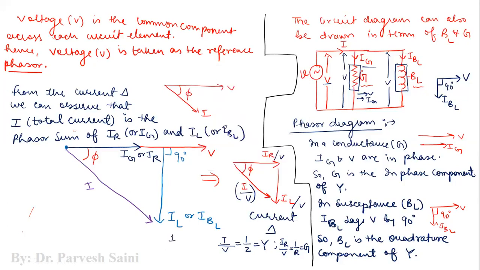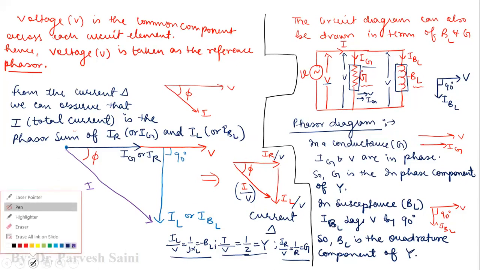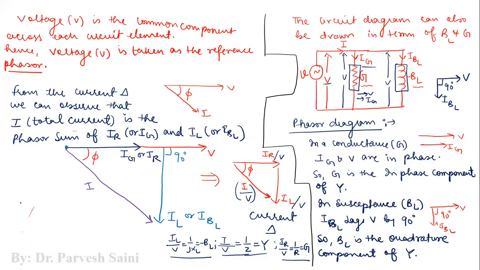So this is IL by V, which is 1 by JXL, so it is minus BL. So we have this part and this part. If we divide each phasor of this current triangle by V, we will get a new triangle, which we call the admittance triangle. So I by V is G, then you have minus BL, and then you have Y. Fine. So this is known as the admittance triangle.